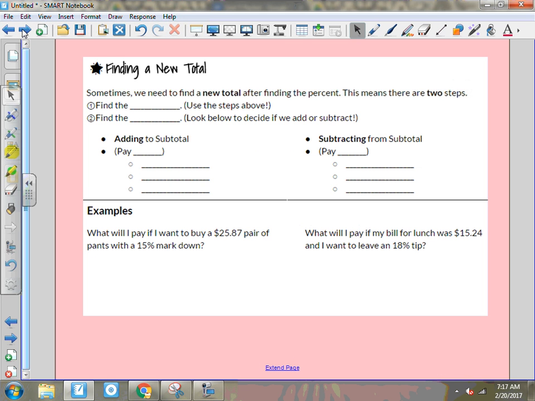All right, now there's also other scenarios where we have to find the new total. So we have to use the percent that they talk about, but then we also have to change it using the total that they told us. So let's see what that looks like. First, we need to find the percent, and then we need to find the new total.